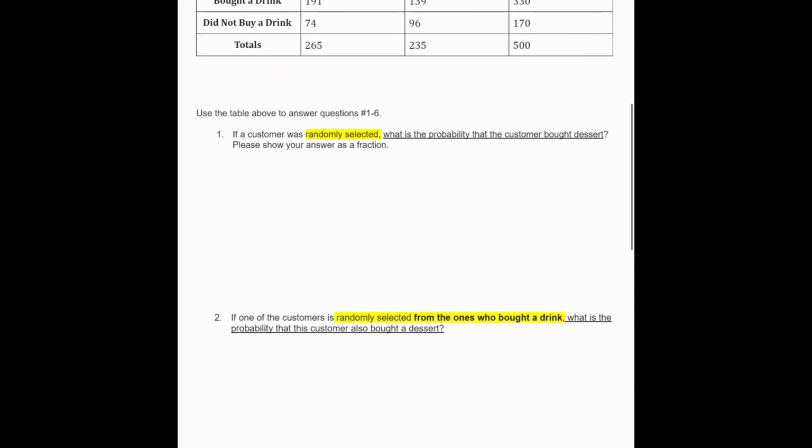If a customer was randomly selected, what is the probability that the customer bought dessert? So for probability, this is kind of a rough model, but it's usually called a favorable outcome. That's a fancy way of saying what you want. So what is the probability that the customer bought a dessert? A customer who bought a dessert would be the favorable outcome because that's what they want there.